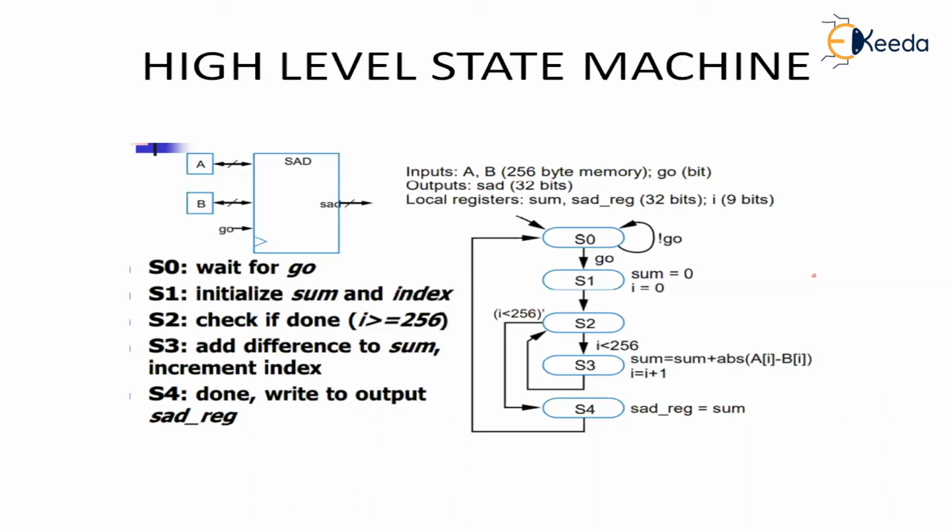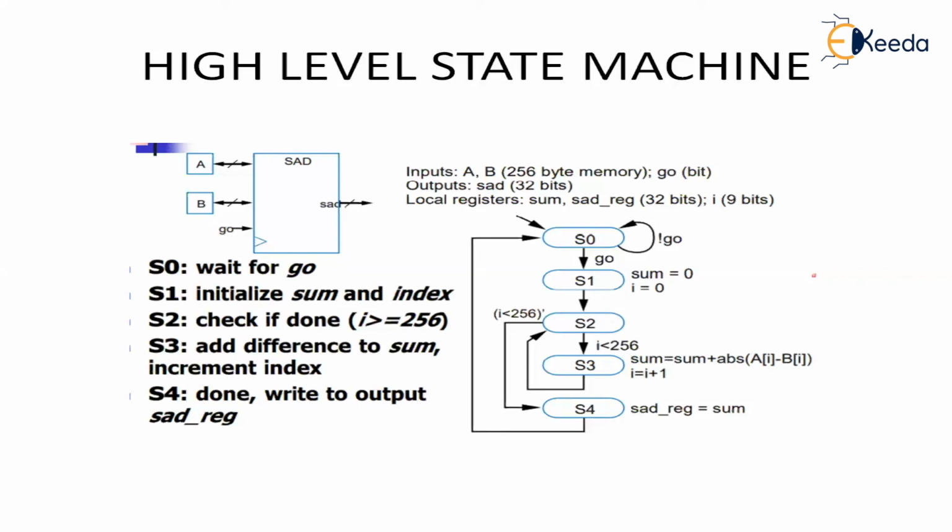So I is equal to I plus 1. What is this? Sum is equal to sum plus absolute of A of I minus B of I. Suppose my I is equal to 1, A of 1 and B of 1 values will be there. Both will be found. We will be finding the difference and the absolute of that difference, and we'll be summing that absolute difference with the previous original value. So both will be added and stored in a register called sum. And after finding the sum, I will be incrementing my I.